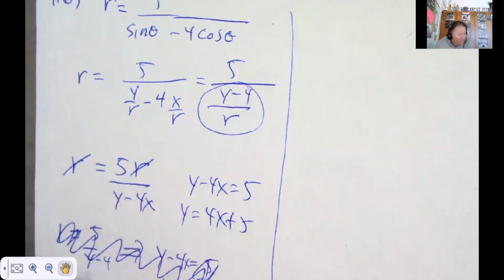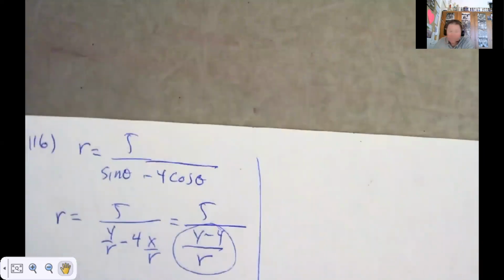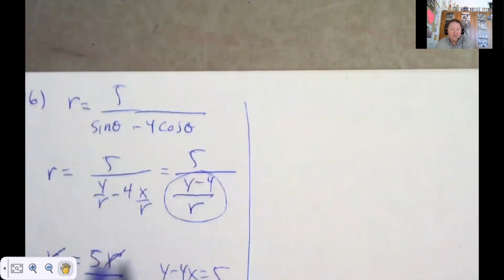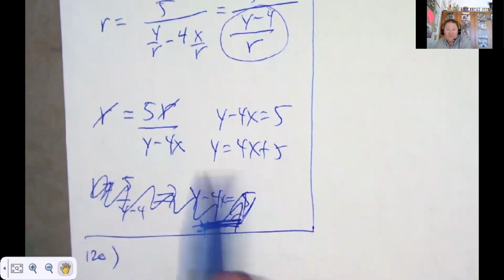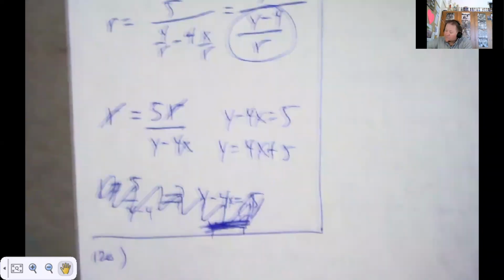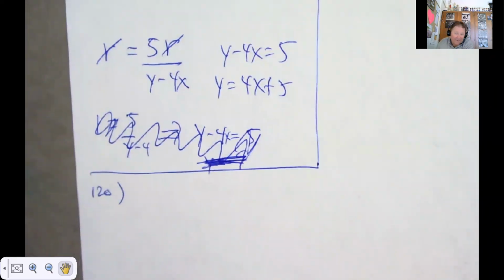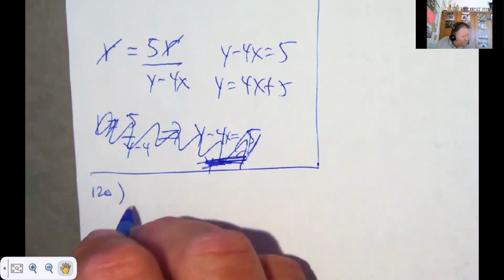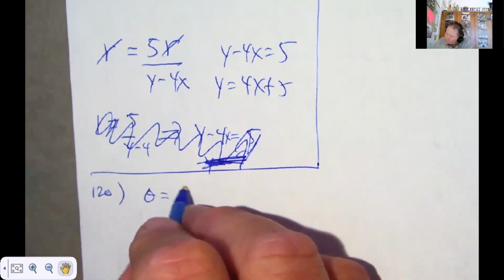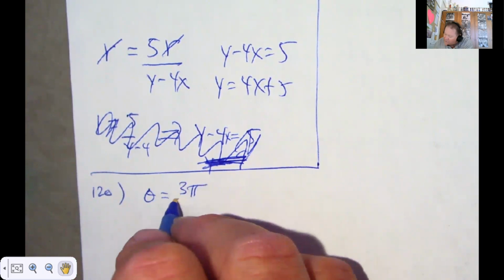120. Okay. So what do we do? What are we doing all this time? In this section, we were taking a polar equation in terms of r and theta, and writing it in terms of x and y, so that everything was in terms of x and y instead. That's called rectangular. Now we're going to go the other way. Now we're going to take something that's in rectangular form, and we're going to go to polar. So this is going to be equal to, theta is equal to 3 pi over 4.